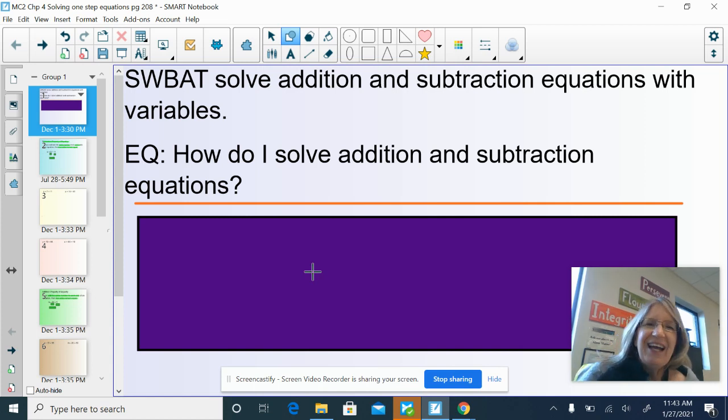Hey, welcome. I'm trying to keep this short, but our new unit is using variables. We're going to grow from one-step equations to two-step equations. We're going to use function tables and then graphing. And so this is a huge unit.